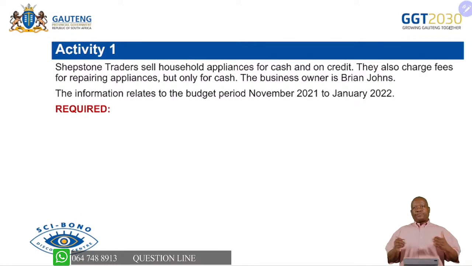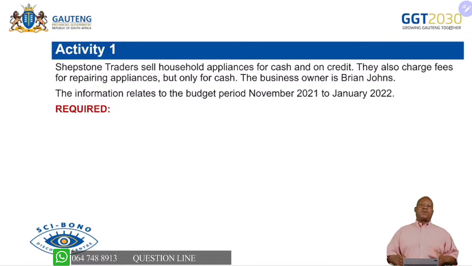Now, let's have an activity in which we can see if we can deal with information as required in the cash budget. Activity 1: Shepton's Traders sell household appliances for cash and on credit. They also charge fees for repairing appliances, but only for cash. The business owner is Brian Jones.